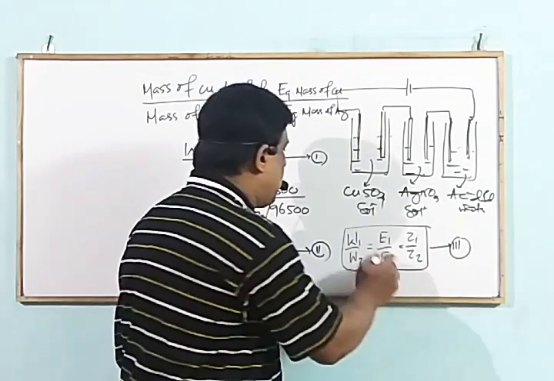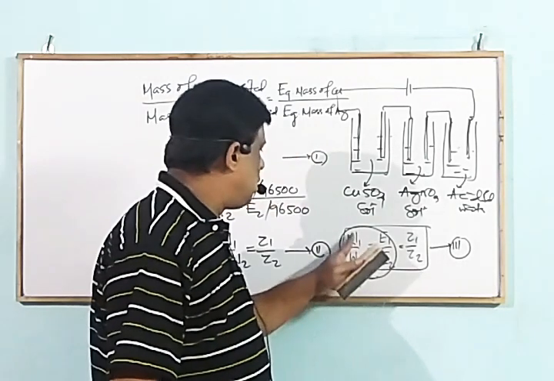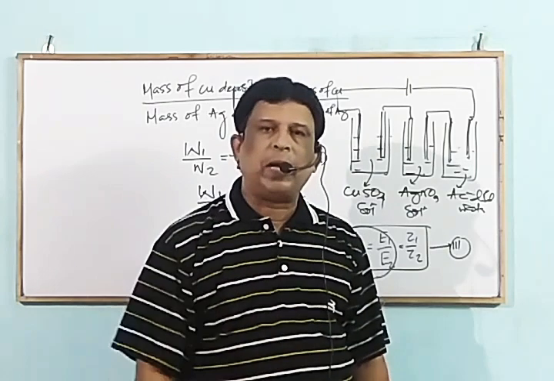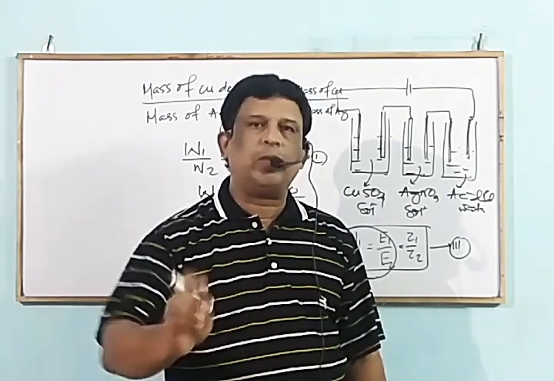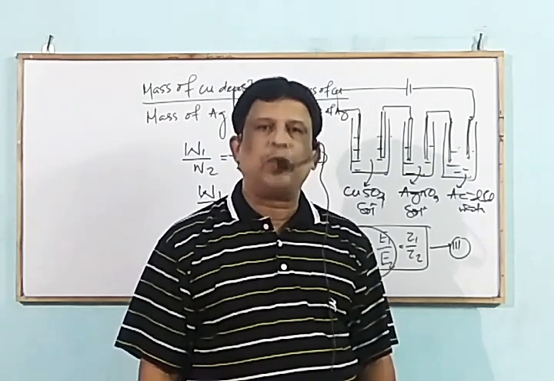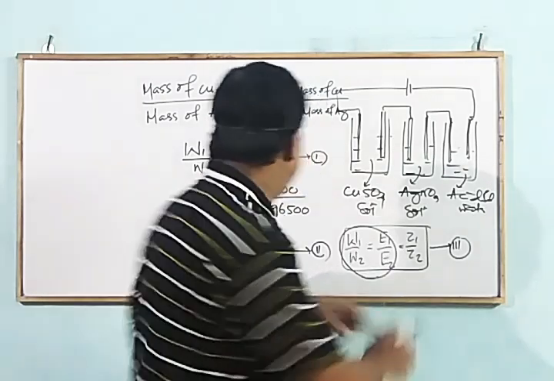So here 4 parameters are there. While solving a problem, the 4 parameters W1, W2, E1 and E2 are in the question. 3 parameters are given. We have to calculate the value of the 4th one. Let us apply a problem to see how this formula is utilized in solving that problem. Mark that.